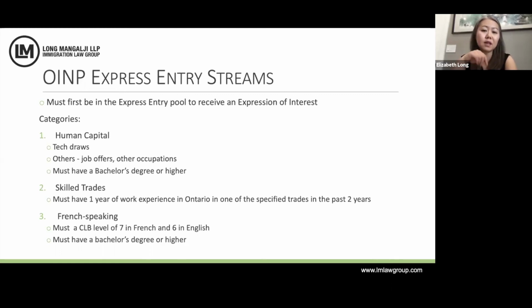If you are picked, like I said, you can apply with the OINP, and once they approve your application, you get 600 more points to add to your express entry points, which will assure you to be able to get an invitation to apply.